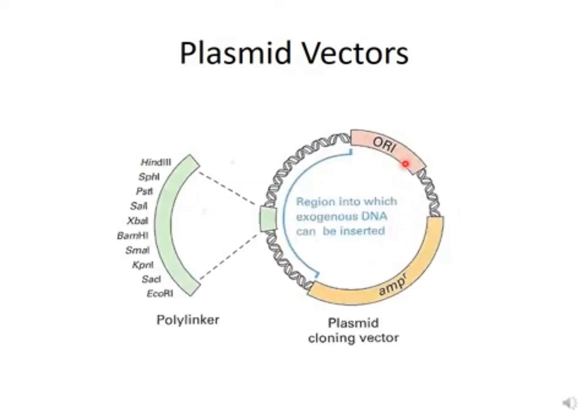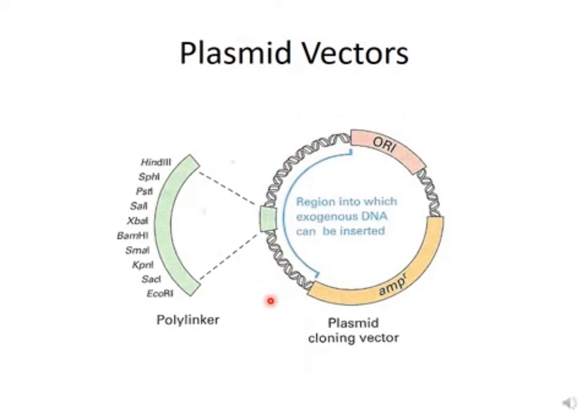So this is an example of a plasmid vector. This plasmid vector has three components. The first one, as we mentioned, is the origin of replication. The second part is the region where exogenous DNA can be inserted.